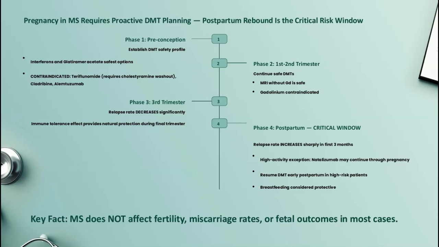Interestingly, relapse activity naturally decreases during pregnancy, particularly in the third trimester. This reflects the immunological shift toward fetal tolerance. However, the postpartum period is the major danger window. Relapse rates rise significantly in the first 3 months after delivery. That makes postpartum treatment planning critical. MRI without gadolinium is generally considered safe if imaging is necessary, but gadolinium contrast is typically avoided. For exams, the classic teaching point is simple. Pregnancy protects temporarily, postpartum rebounds.